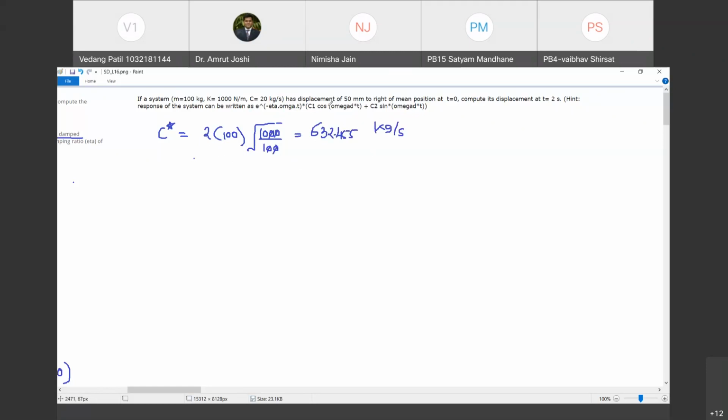What do we need? I have given the hint: the response of the system is given as e raised to minus eta omega t. This means I am implicitly saying that this is an under damped system. Do you agree with me? Yes, sir. And that is true because C is 20 kg per second, and here the value of C star is equal to 2 m omega, which is equal to 630.